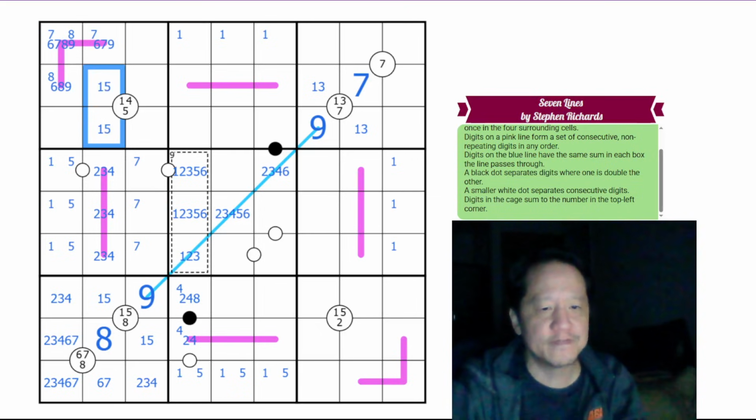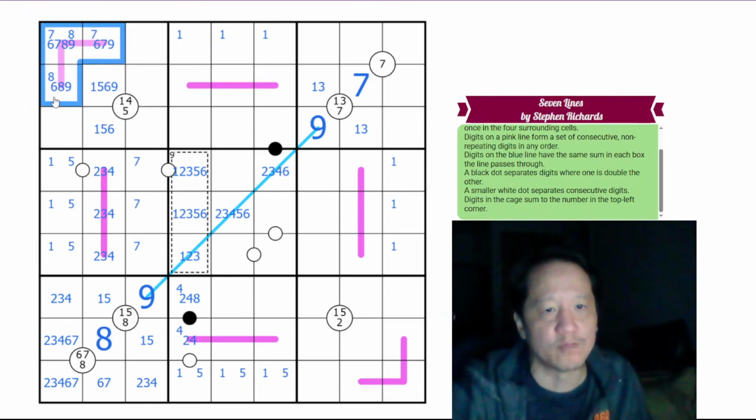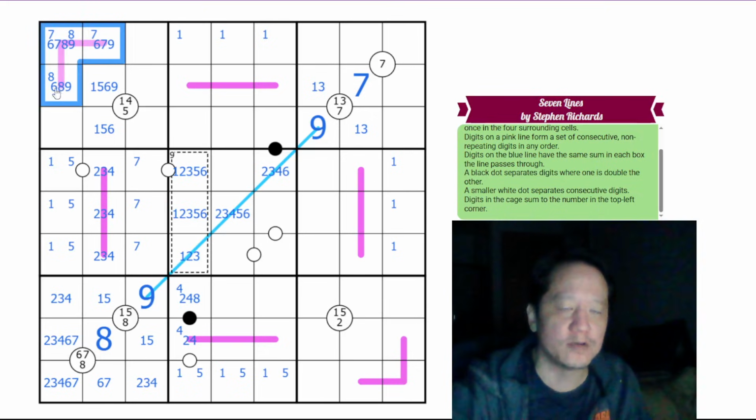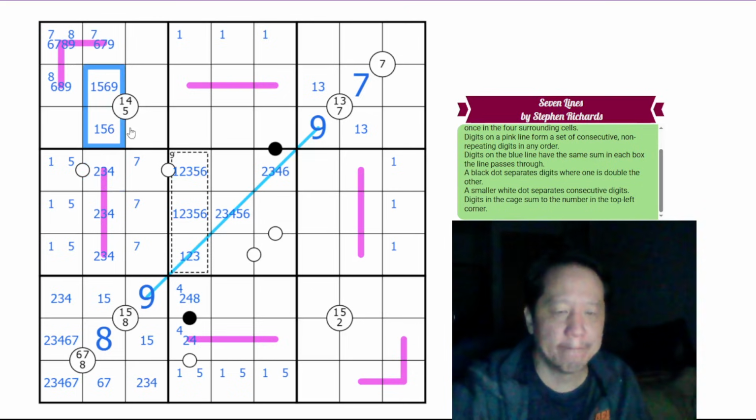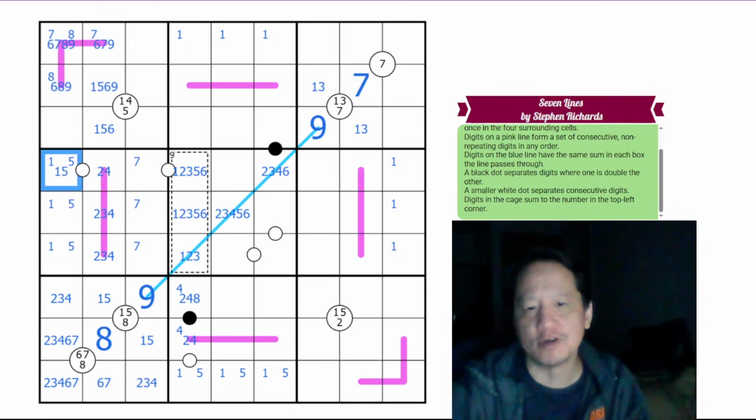So we have 1, 5, 6, 7, or 9. This can't be 9 because of the 9 in the row. This can't be 7 because of the 7 in the row. And this can't be 7 because as this Renban works, we have to have 6, 7, 8, or 7, 8, 9 here. So we have 2, 3, 4 here, which is consecutive with that digit. Well, this can't be 2, 3, or 4. So this has to be a 1 or 5 here, consecutive with 2 or 4.